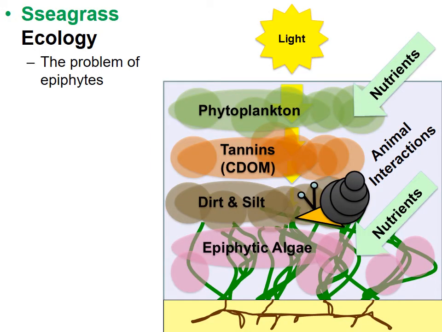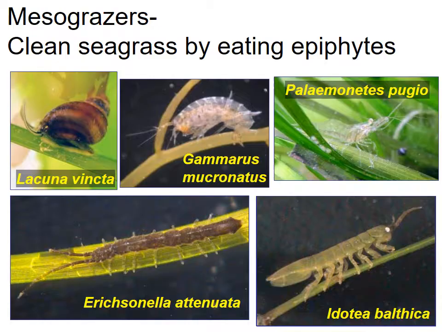Okay, so the fact that there are these grazers that eat epiphytes is really important because epiphytes are quite a problem for blocking light, and they can also interfere with the seagrass's ability to absorb gases and nutrients that it needs from the environment. So epiphytic algae is a big threat to seagrass, and the fact that there are some animals that can remove the epiphytes is really beneficial for seagrass.